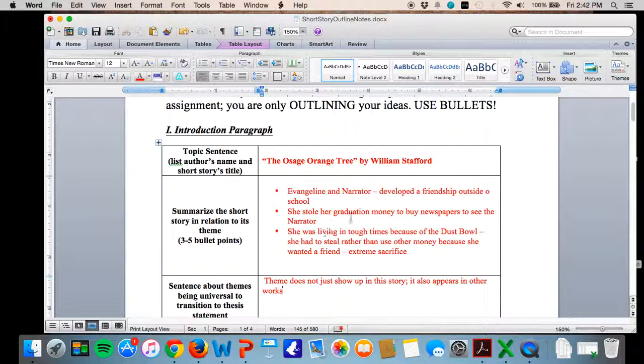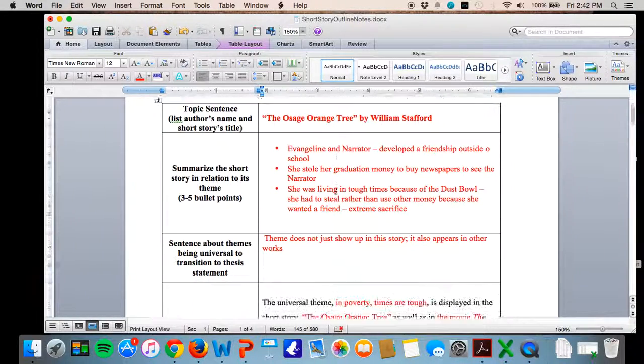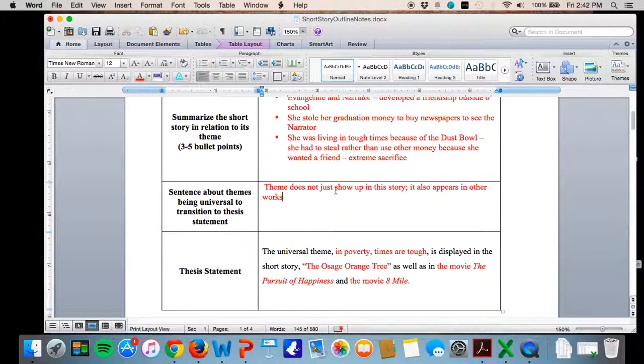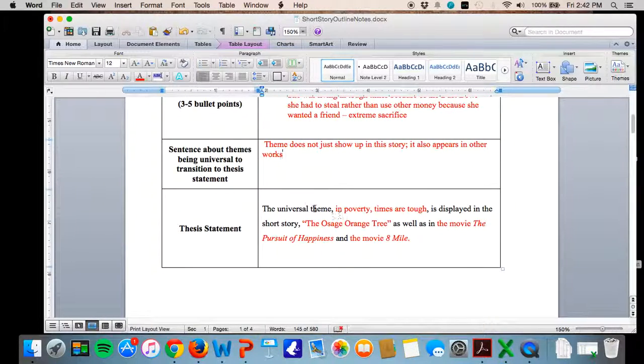So for our introduction: topic sentence introducing our story, short little summary in relation to its theme, a transitional statement that talks about theme not only existing in this story, but also showing up in other places as a universal theme, and therefore we're going to move into our thesis statement. Remember, you can get your thesis statement right off your brainstorm sheet. You want to make sure, though, that you put your other works in order of how you want to discuss them in your paper, because remember, your thesis statement is your roadmap.